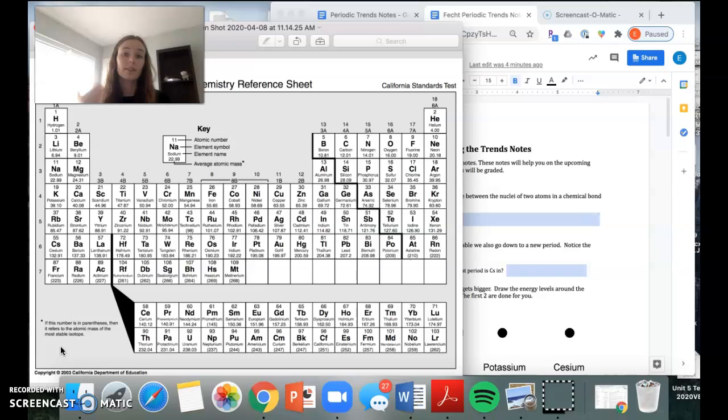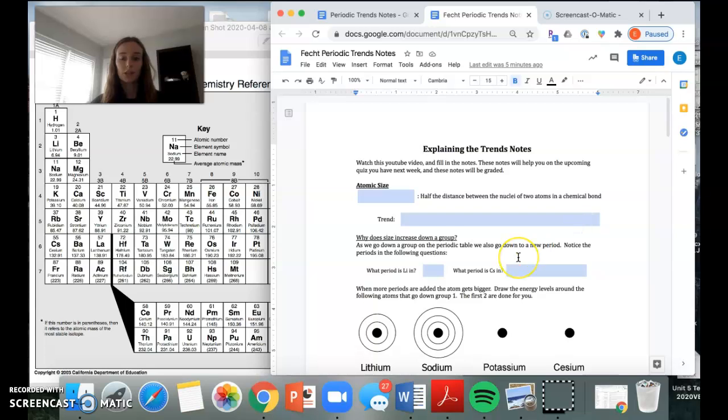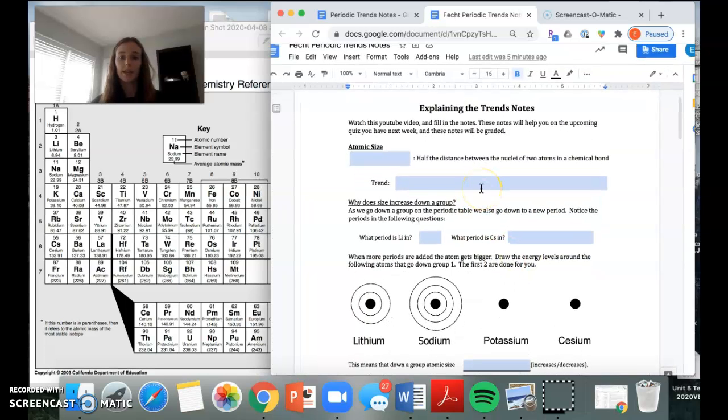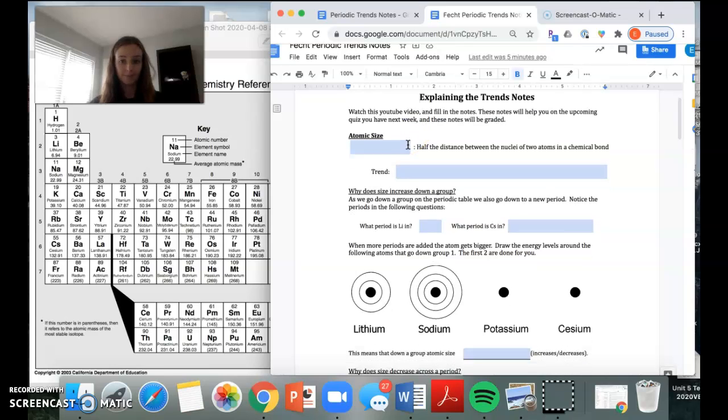So when I think about the trends, I don't have them memorized, yet I can take a second, pause, look at the periodic table of elements, think about what the certain words mean, and then figure out what the trend will be. And so we're going to talk through some of that and how you can find what the trends are as well. So make sure you open up to the notes that look just like this, and they are called Explaining the Trends notes, and I'm going to walk through this with you today.